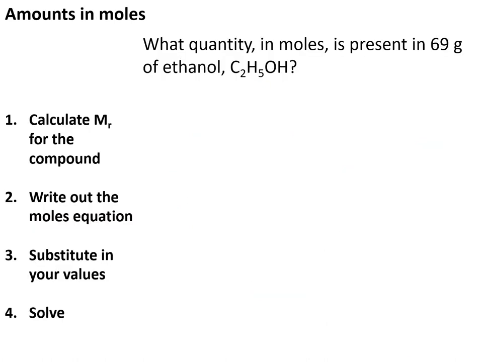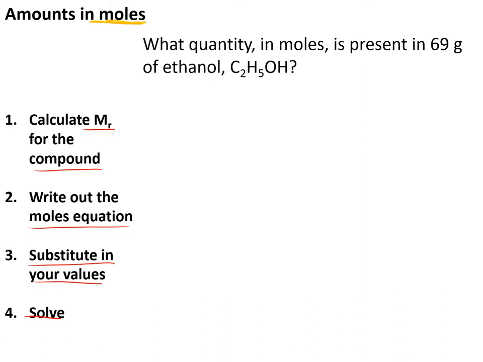To calculate the amount of a chemical in moles, remember first of all that the number of moles of a substance is just the quantity of chemical, so moles is the unit of measurement for chemical substances. So we're going to have a four-step process. First of all, calculate the relative mass of the compound, then write out the moles equation, then substitute in our values, and then solve it. So nice and easy. Looks more complicated than it is.